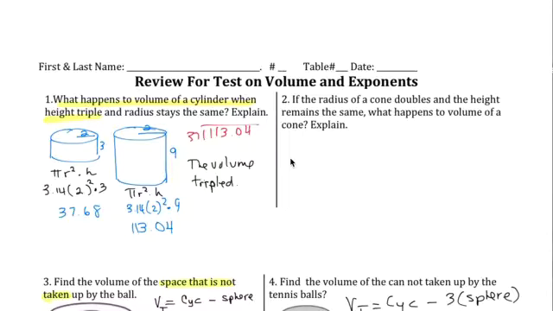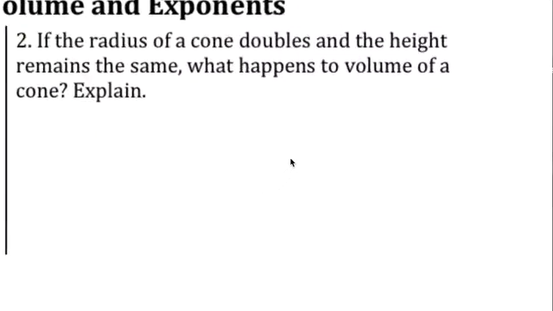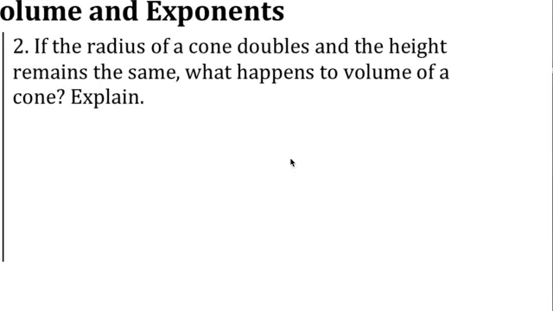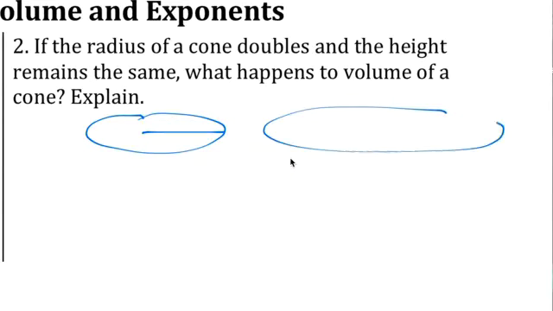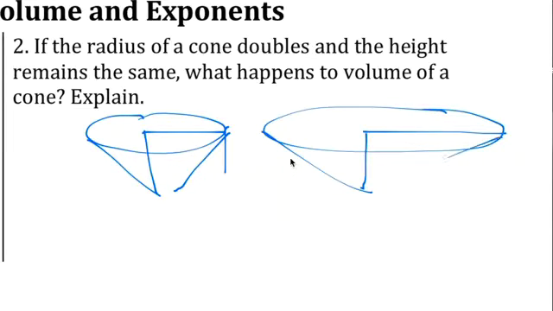And on number 2, if the radius doubles, so you're going to make your radius double. So whatever it is, you're going to double it. That means make it twice as wide and make up your own, and the height remains the same. So keep the height the same. This is a cone. So make sure you keep this height the same. Okay, and see what happens.